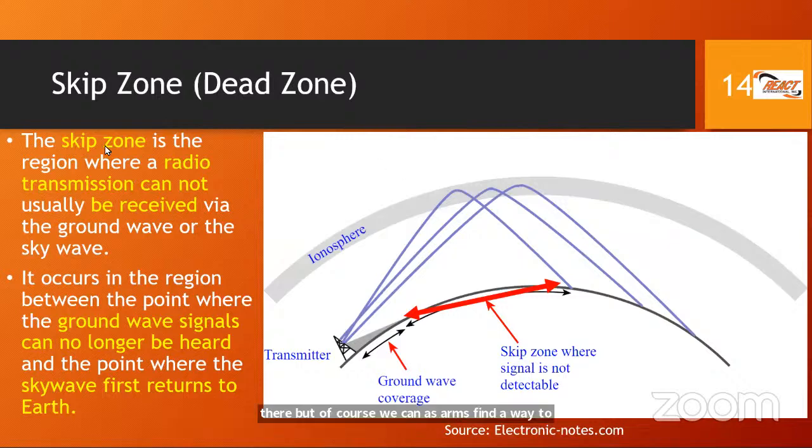And here it is on your screen. The skip zone is the region where a radio transmission cannot usually be received via the ground wave or the sky wave. And we put here this red arrow to show you this range here. If a ham is on the surface of the Earth at this point, they will not hear, they will not receive our signals because it's dropping short or it's going over their heads. That's the skip zone or the dead zone. And it occurs between the point where the ground wave can no longer be heard, that's here, and where the sky wave first returns to Earth. So that's what we need to know about the skip zone. And hopefully this diagram here illustrates it.